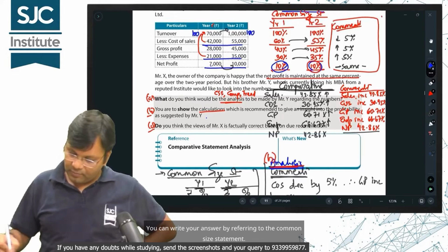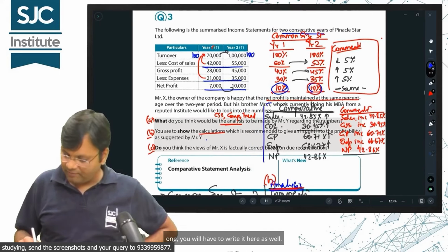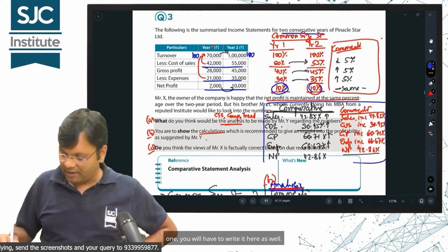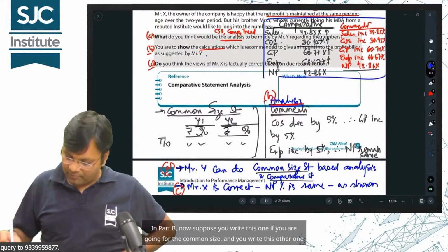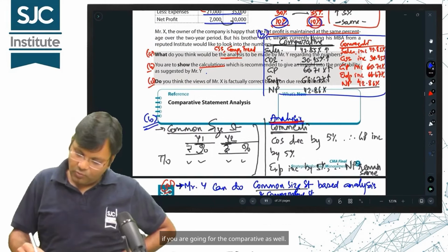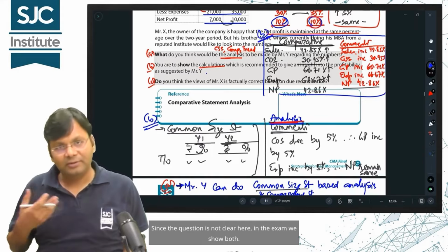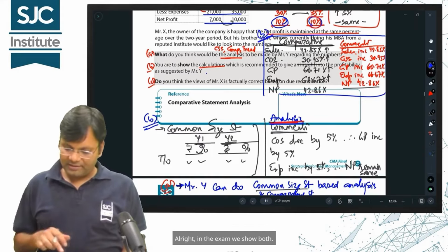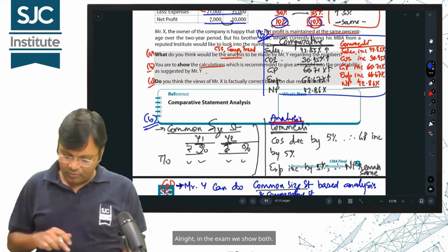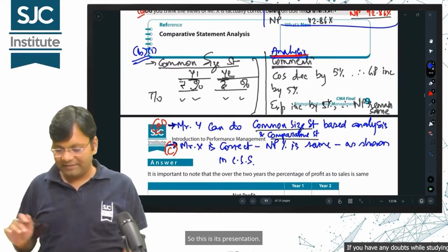Alright, just like I have written the common size statement here again, if you have to write the comparative one, you will have to write it here as well. So, how will you present it? In part A, you will write this. In part B, now suppose you write this one if you are going for the common size, and you write this other one if you are going for the comparative as well. Since the question is not clear here, in the exam we show both. Alright, in the exam we show both. In part B, we show both a common size and a comparative, and we also write comments for both. And for part C, we show this. So this is its presentation.